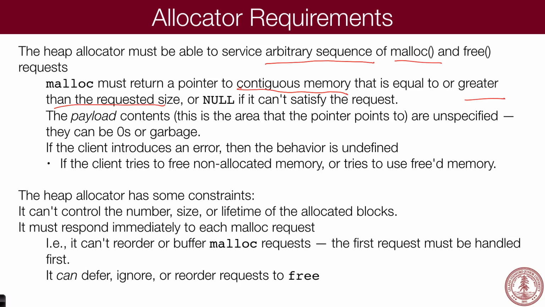So if you ask for 7 bytes, it's not going to give you a range of 7 bytes. It's probably going to give you 8 or maybe 16, depending on the allocator. Why? Because it doesn't like to have free blocks that are not aligned to either 8 or 16. So that's a big deal.